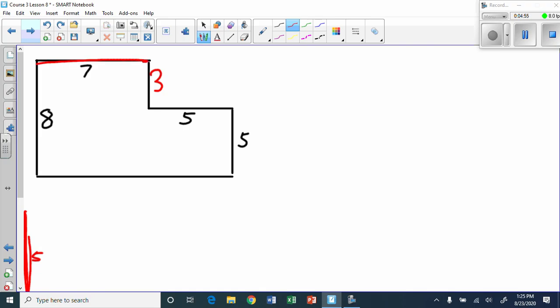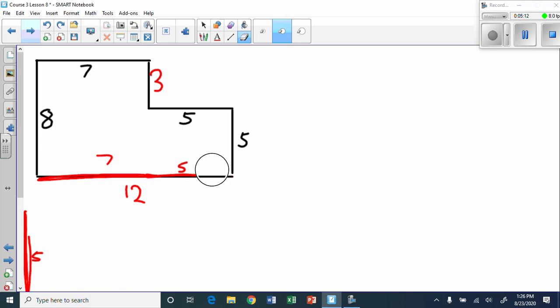This line here is 7, and this line here is 5. If I took the 7 down here and the 5 down here, I have a side that is 12. Now that I have all the pieces, I can decide how I best want to break them up.